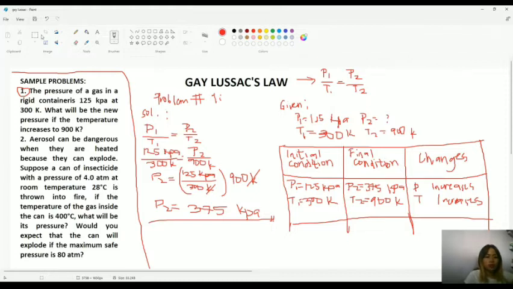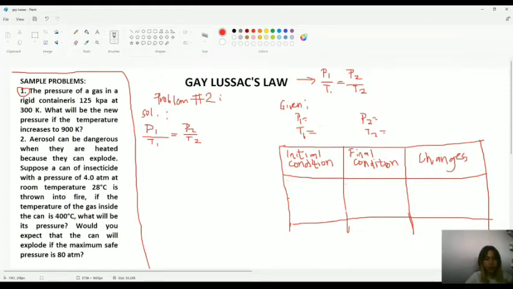Let's proceed to number 2. Initial pressure, determine natin: 4.0 atmosphere. And initial temperature, 28 degrees Celsius. So, dito tayo, T1. Since naka-degree Celsius pa yung temperature niya, i-convert pa natin into Kelvin. So, i-add lang natin yung 273. Hindi na ako maglalagay ng 0.15 kasi sa amin, hindi na yan nilalagay. 273 na lang.